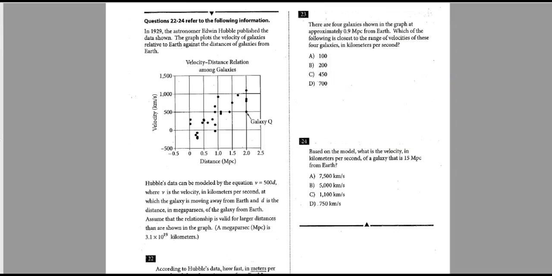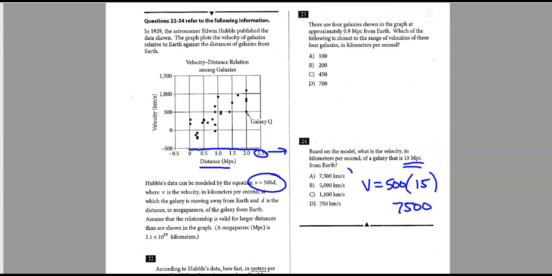All right, number 24, based on the model, what is the speed or the velocity in kilometers per second, so we don't have to convert anything, of a galaxy that's 15 MPCs away? Well, if you notice down here on the bottom, the distance starts at 0, and we run out at 2.5. So 15 is going to be way over there further. So I think here's a good time to use our equation. The velocity is 500 multiplied by the distance, which is 15, and that comes out to be 75 with 2 zeros. So the correct answer there is A.